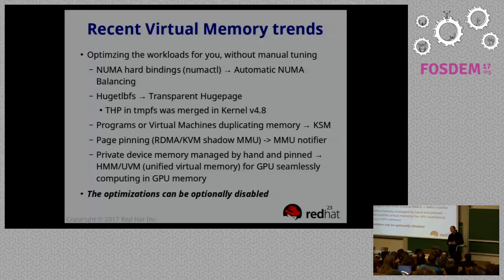Then when the main CPU accesses it, it is going to bring it back to the main memory. So all these things, as you can see, are the trends where the kernel tends to optimize the workload for you without manual tuning. And you can see it in all these features. And all the optimizations, however, can be optionally disabled. Because, for example, automatic NUMA balancing is very good at automatically converging every workload in a different NUMA node.